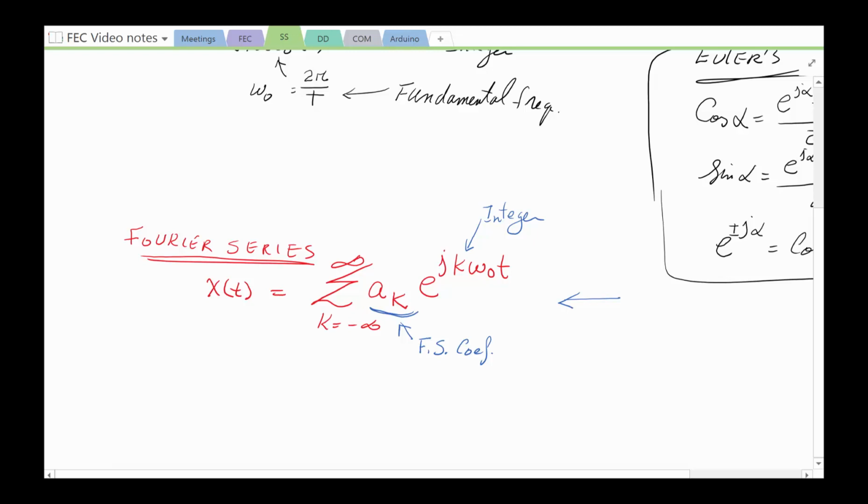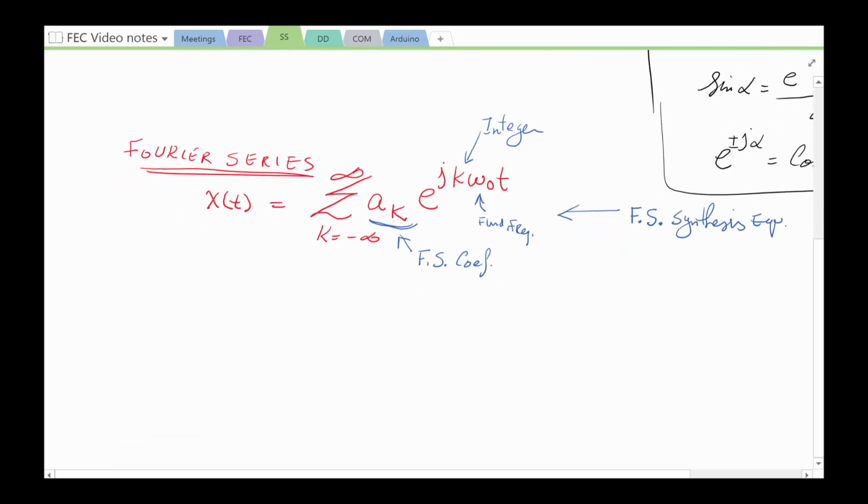Just to be complete, this is the fundamental frequency. That's basically if you have a signal that runs at 100 hertz and you want to convert it, omega 0 of that signal is 100 radian per second, or if it's in hertz, you multiply it by 2 pi. This equation, x of t equal to that, is referred to as the Fourier series synthesis equation. Very useful.